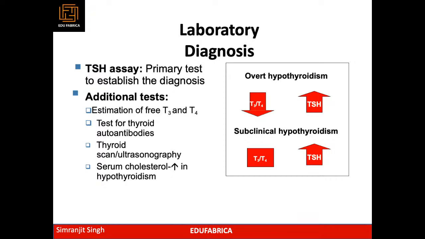In order to find out the results, there are two different tests we can do: thyroid stimulating hormone assay, which is a primary test to establish the diagnosis. Additional tests include estimation of T3 and T4, test for thyroid autoantibodies and thyroid ultrasonography. Serum cholesterol increases in hypothyroidism. So overt hypothyroidism and subclinical hypothyroidism: T3, T4, TSH.